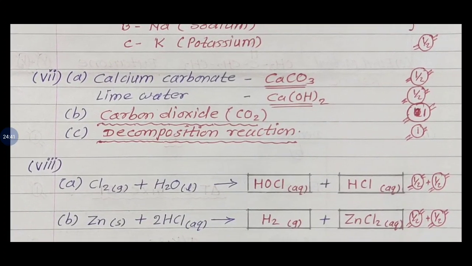Carefully write your answers as per the presentation here. Seventh option. In the reaction shown in the test tube, we write the formula of calcium carbonate, that is CaCO3, half mark. Second formula, lime water, Ca(OH)2, half mark, so 1 mark you get. Which gas is released there? Carbon dioxide. We can write the name or the formula, both are fine.